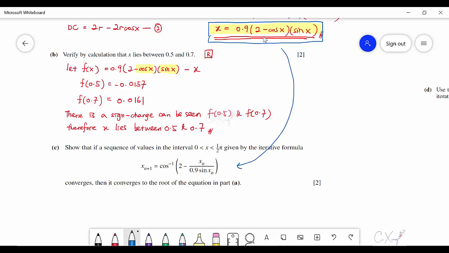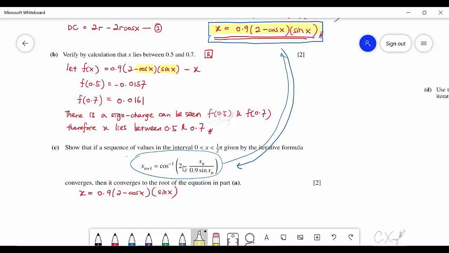You can also do it the other way around. That means you can start from this equation in part C and prove it back to part A. So it depends on which one you feel is easier or more convenient for you. For me, I will start from part A and prove until this equation. So my original equation in part A is x equals 0.9 times (2 minus cos x) times sine x.